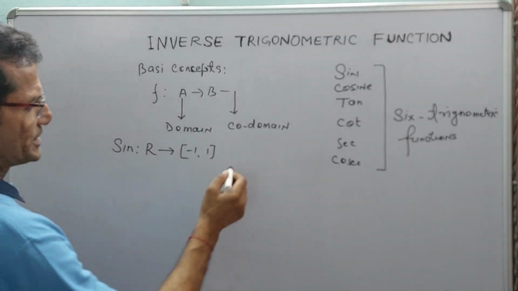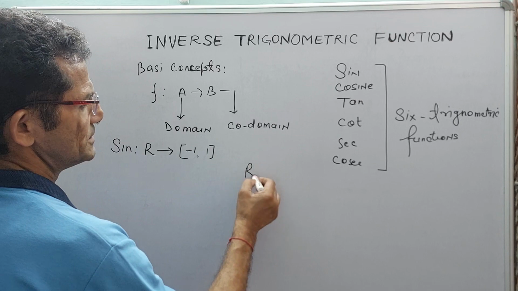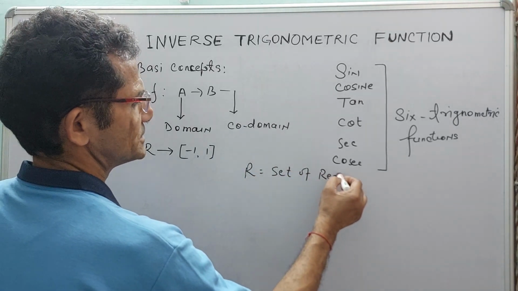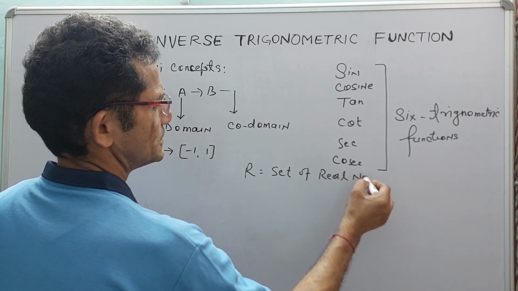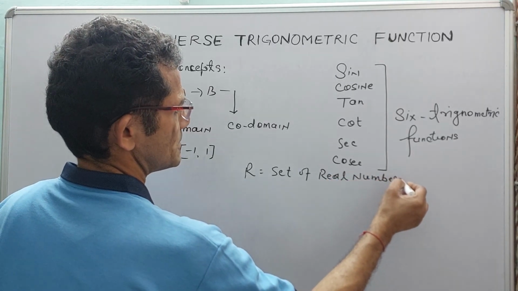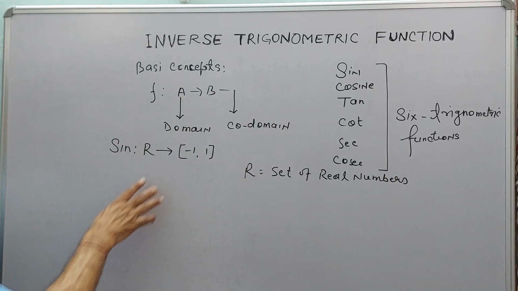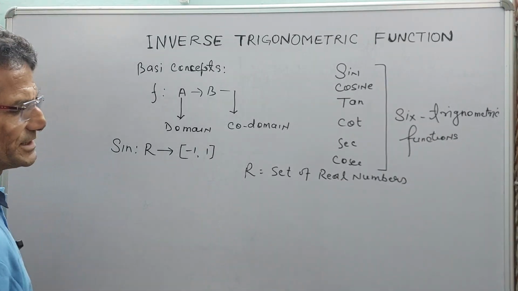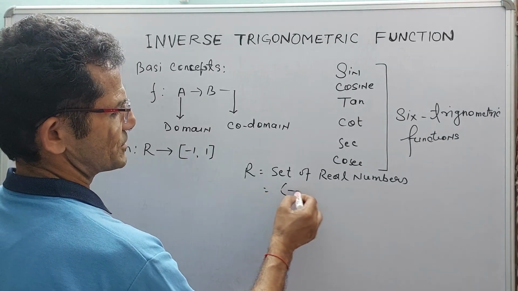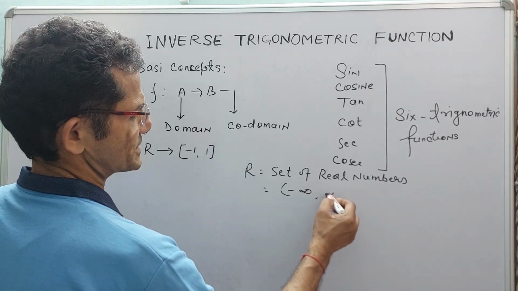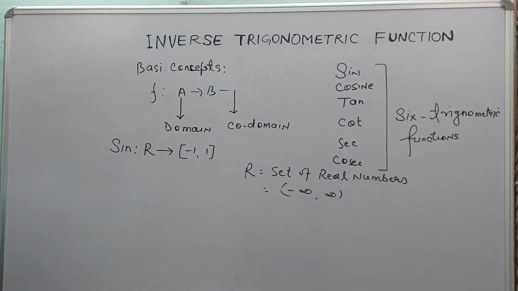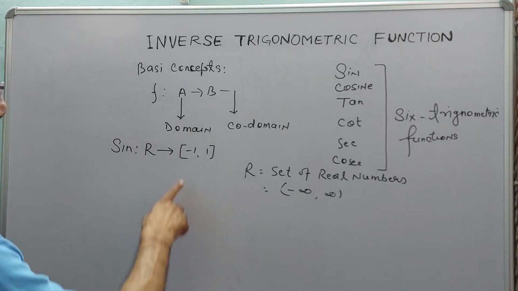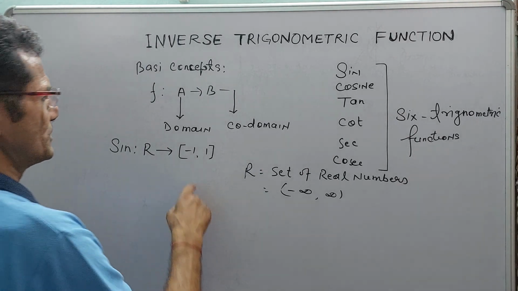Here R is the set of real numbers. All elements of the real numbers, from minus infinity to plus infinity, will be the domain of the sine function. Its codomain is only the elements from -1 to 1.